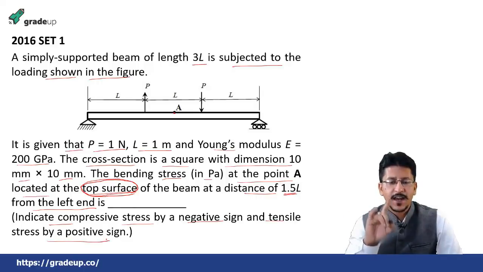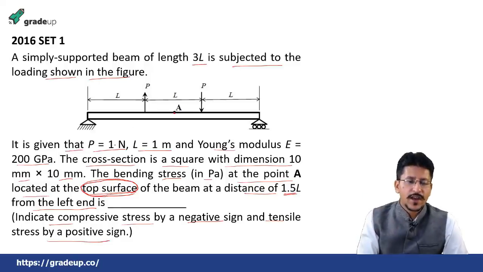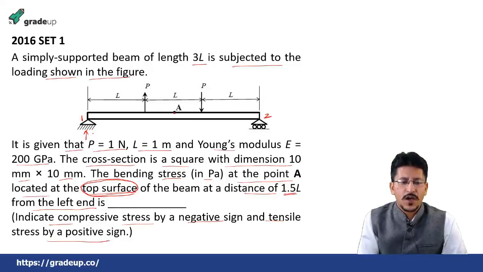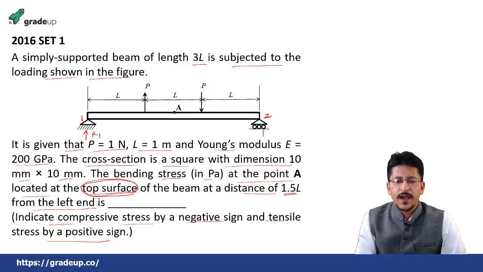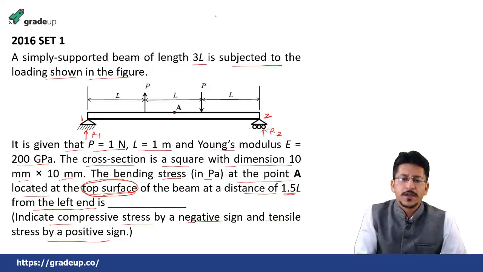In this it has clearly been mentioned. So again the first thing is finding out the reactions. This is supposed to be point 1, this is point 2, so R1 and R2. So R1 plus R2 will be equal to plus P minus P, that is 0. This is equation number 1.